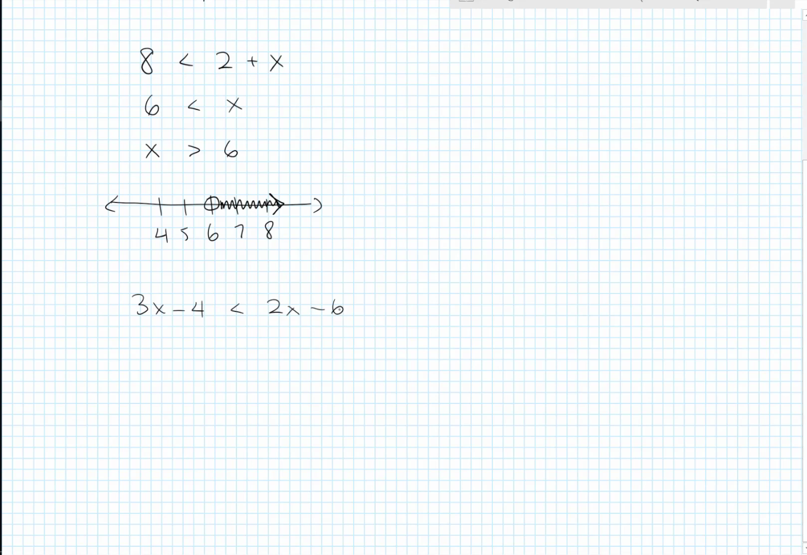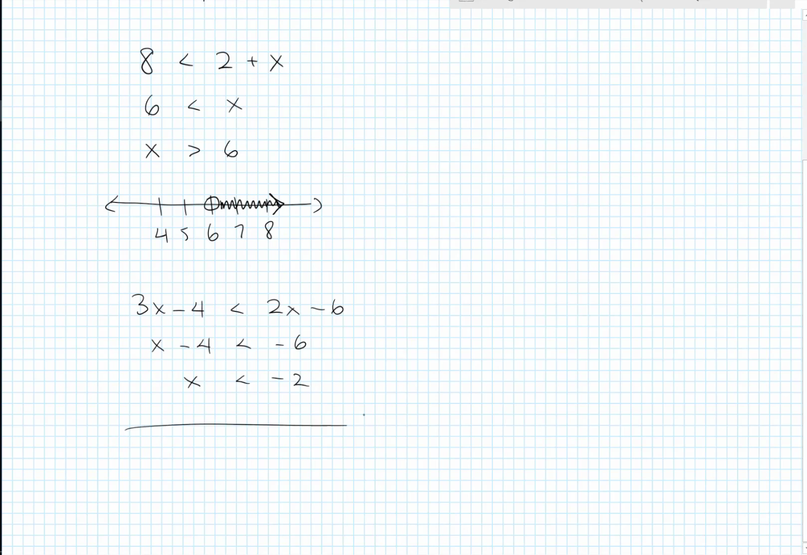So what's the easiest thing to do here? Well, we want to collect the x's just like we do when we're solving equations. So if we subtract 2x from both sides, we'll be left with an x on its own on the left. And now it makes sense to add 4 to both sides to get x on its own. And if we add 4, we end up with x is less than -2.